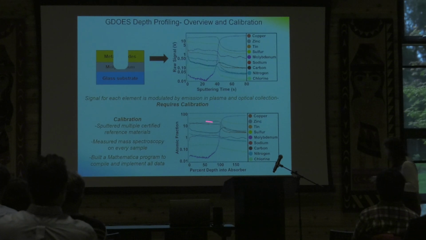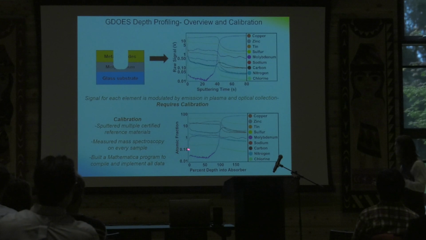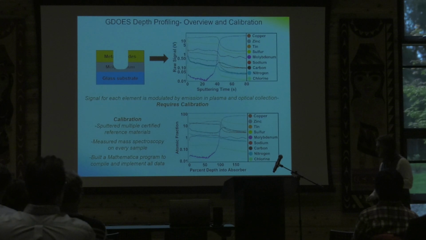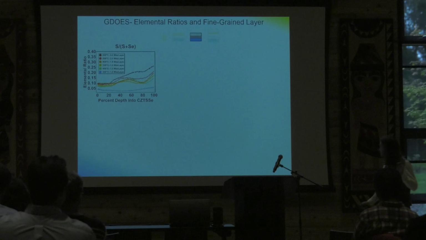And the plot looks about the same, but importantly, the y-axis here is an atomic fraction now. And instead of just sputtering time, we're in percent depth into the absorber. You can see the moly turning on right here. So this is the absorber of the CZTS, or the metal sulfides that we care about. So this ended up being a full-page figure with 42 panes in my manuscript, but I'm not going to show you all that. I'm just going to show you a subset of that data.